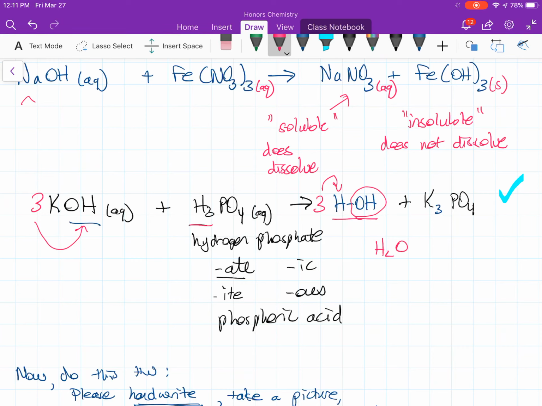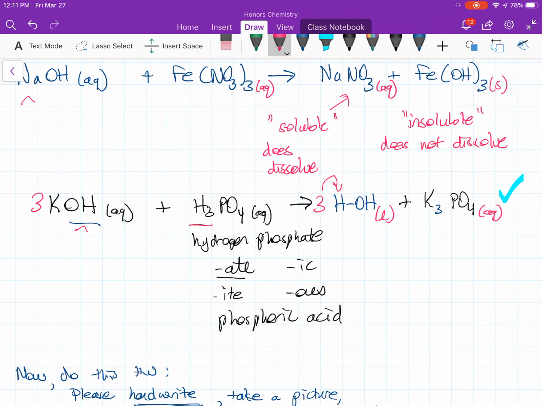So this is a great example of a reaction that will occur because it makes a molecule, and in this case the molecule is water. So we're almost done. Let's fix this. Let's put L for liquid and AQ for aqueous. All right, good job.